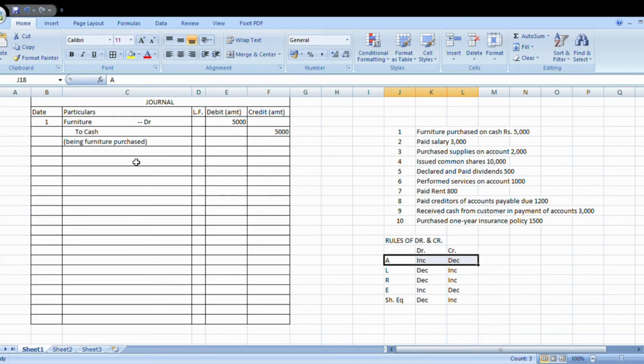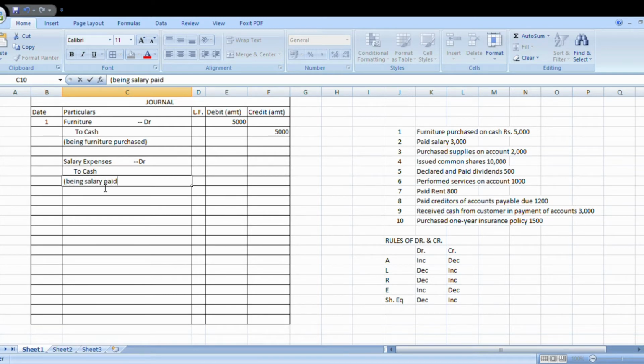Okay, so what is going to be the journal entry? The entry will be salary expenses debit to cash, since cash has gone out, and the narration will be being salary paid. What is the amount? The amount will be written here.